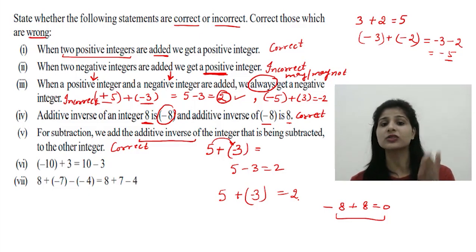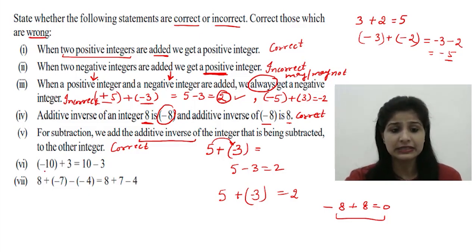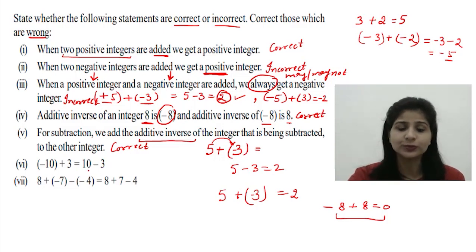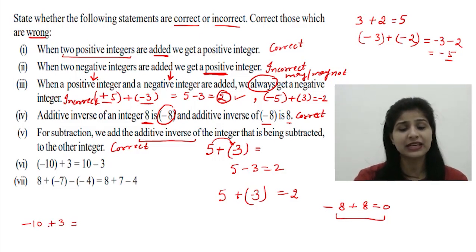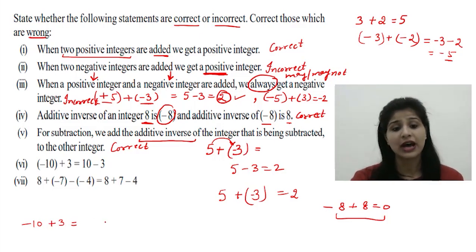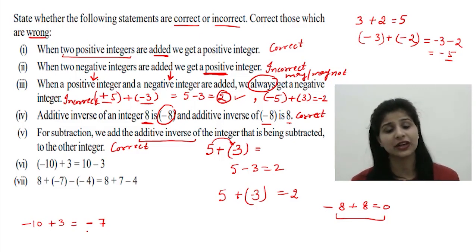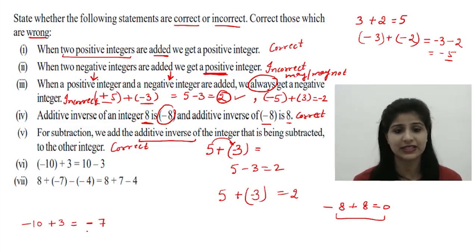Okay, let's focus on the sixth part now. In the sixth part, we have -10 plus 3 is equal to 10 minus 3. Should they both be equal? -10 plus 3. Students, look here. 10 and 3, plus and minus, we are going to subtract. So, answer would be 7 of subtraction. Sign will be of the greater number, which is -10. So, 10 is the greater number. The sign in front of it is minus. So, -7 is the answer.